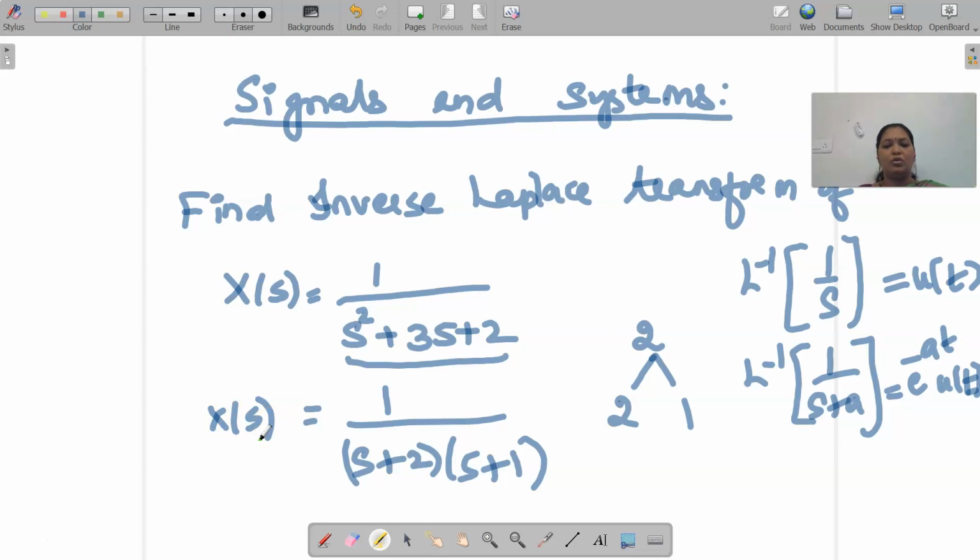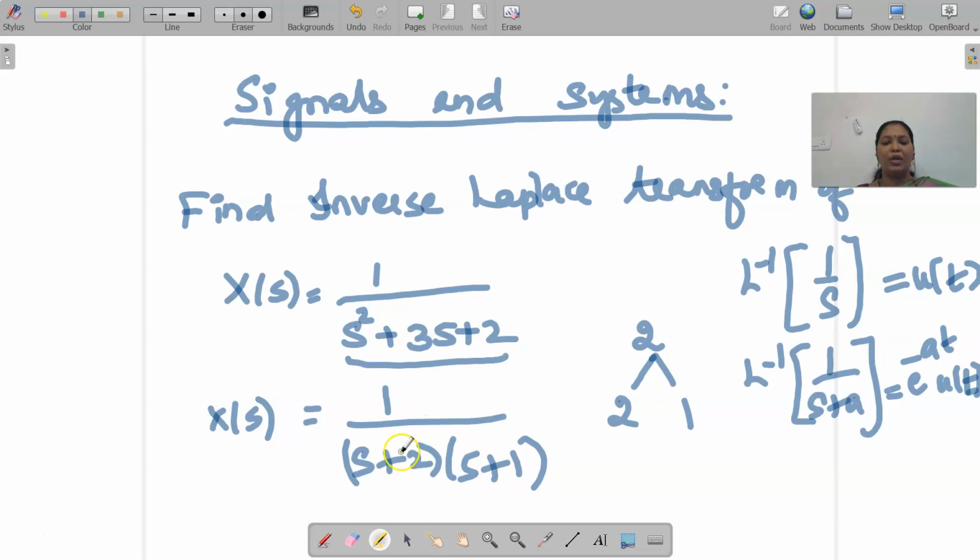We know that I can have the Laplace inverse of 1 by s plus a. If I have only one term, 1 by s plus 2, I can directly take the inverse Laplace transform. But here it is not possible to apply the inverse Laplace transform directly. So what is the next step? We have to apply partial fractions, that is, we are going to split this denominator term into two terms.